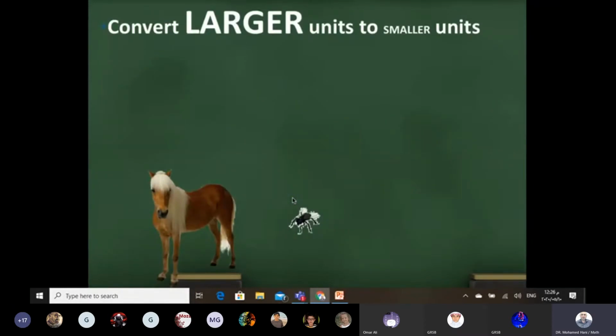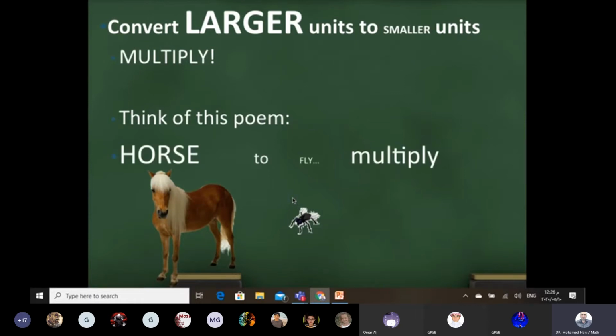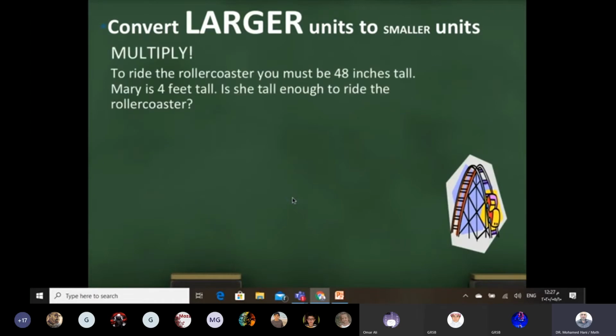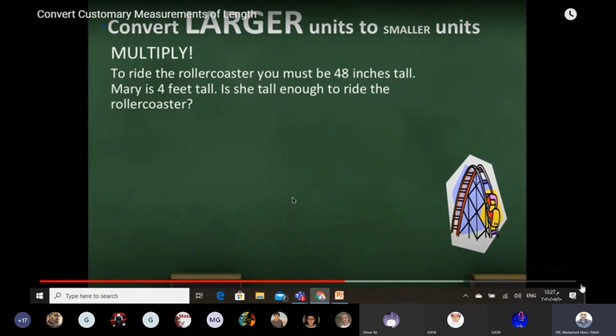When you convert larger units to smaller units, you multiply. To help you remember this, think of this poem. Horse to fly, multiply. So if you are going from something large to something small, you multiply. Horse to fly, multiply. For example, to ride the roller coaster, you must be 48 inches tall. Mary is 4 feet tall. Is she tall enough to ride the roller coaster?